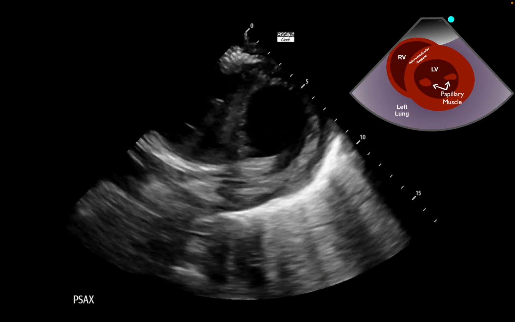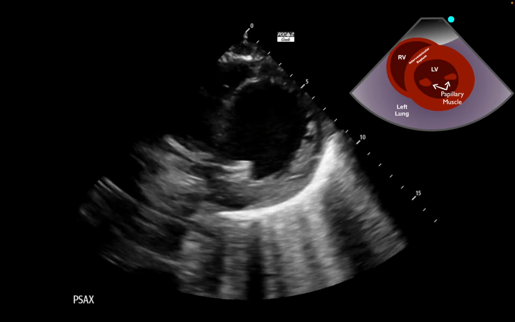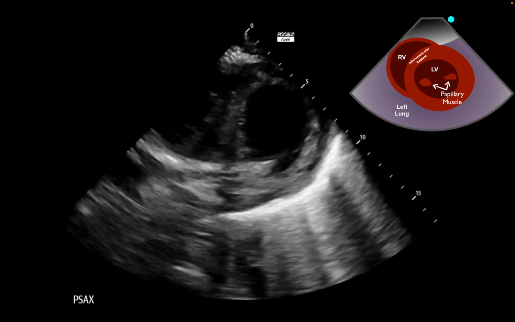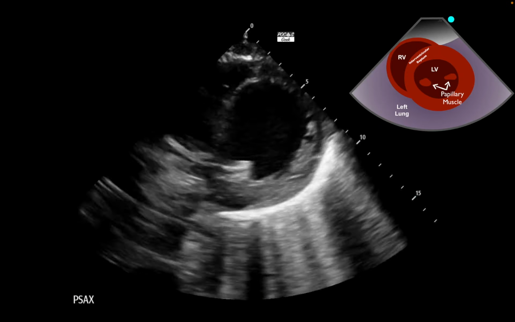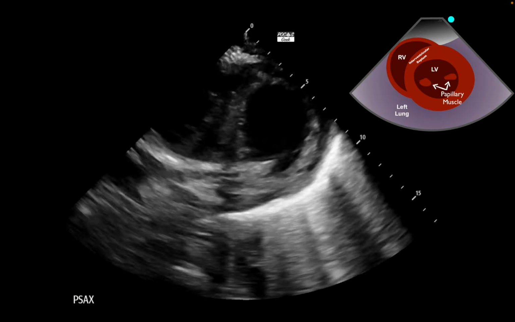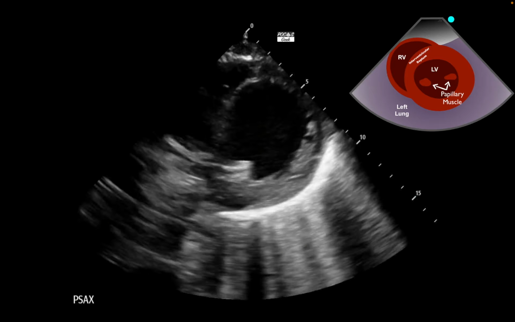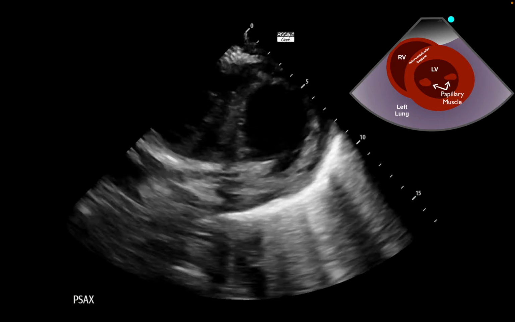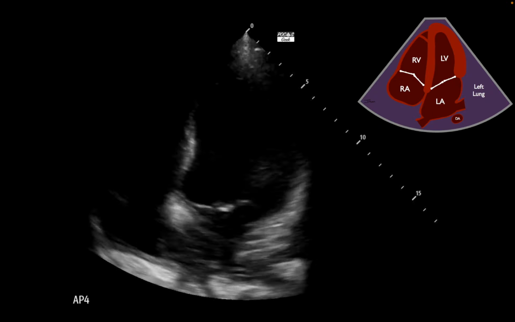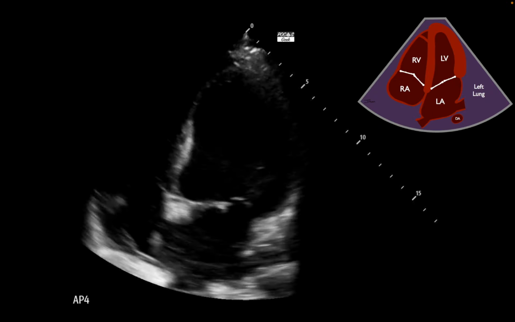The LV has never built up the strength to pump against this, and this is going to be a form of heart failure that's going to further exacerbate and get worse over time if not recognized early, and that aortic valve needs to be addressed. In the apical 4, there's not a lot we can do here to see differently.